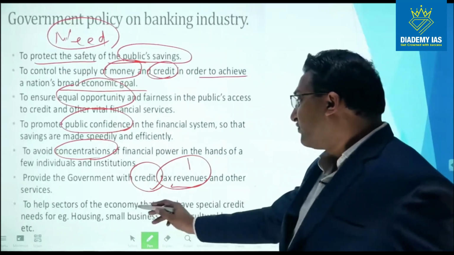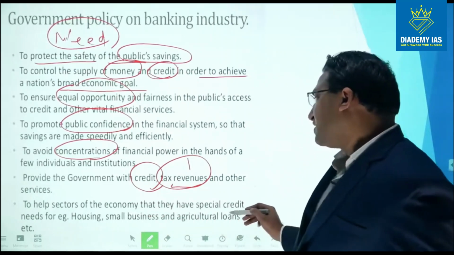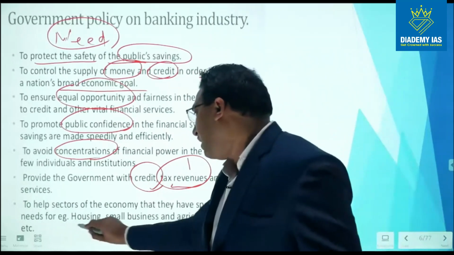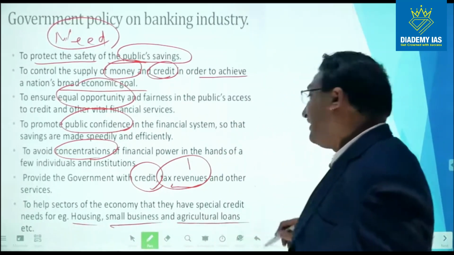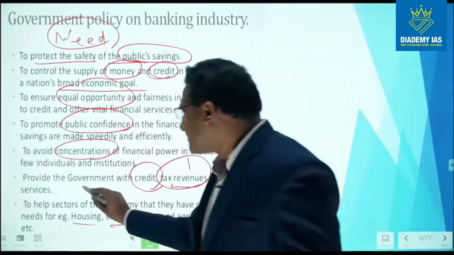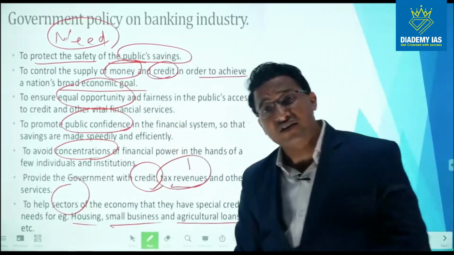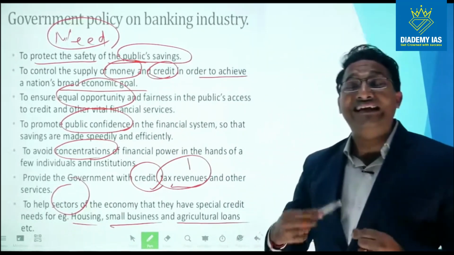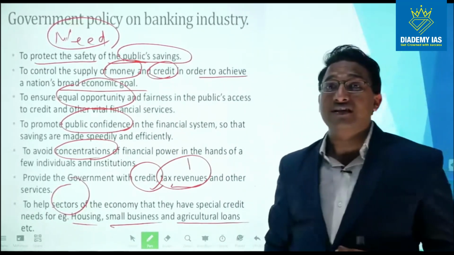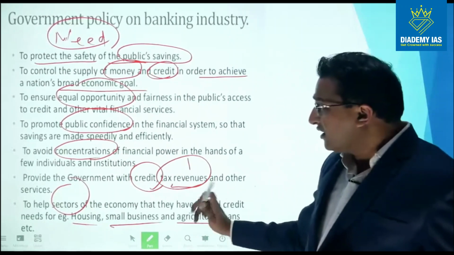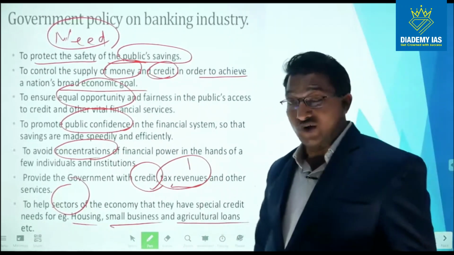To help sectors of the economy that have special credit needs, for example housing, small business, and agricultural loans. So all the sectors of the economy, industrial, agriculture, housing, infrastructure, small businessmen, they need credit. So the government policy is that credit is provided to all sectors of the economy.